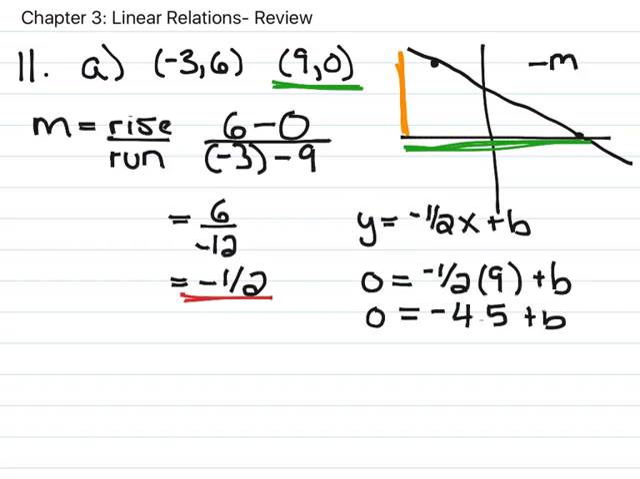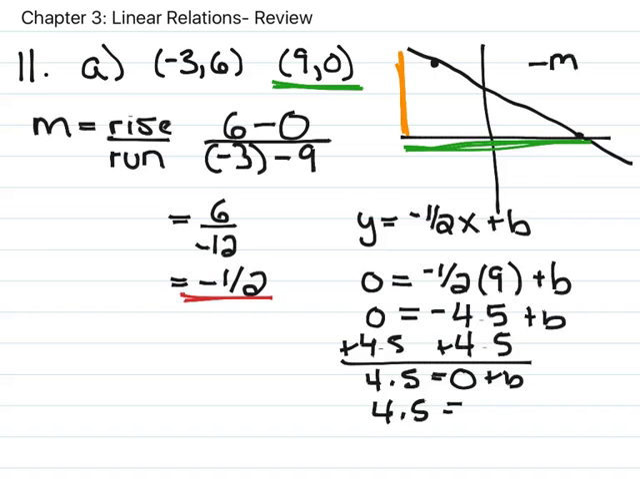So we're going to add 4.5 to both sides. So you end up with 4.5 equal to 0 plus b. So 4.5 is equal to b. I think I've been using blue for that one. So now you can take these two values that you have and write your final equation. So you'd end up with y is equal to -1/2 x plus 4.5.